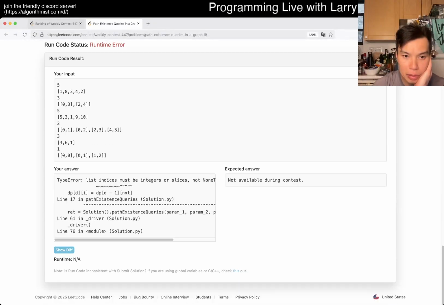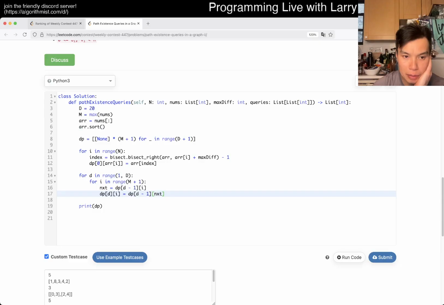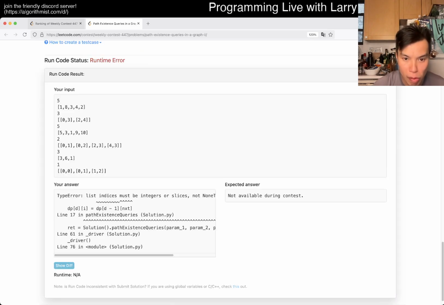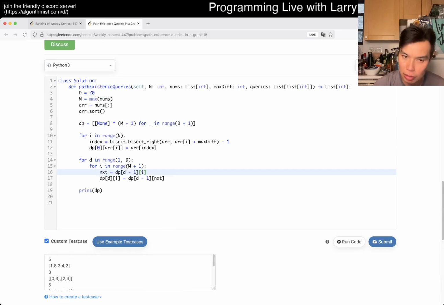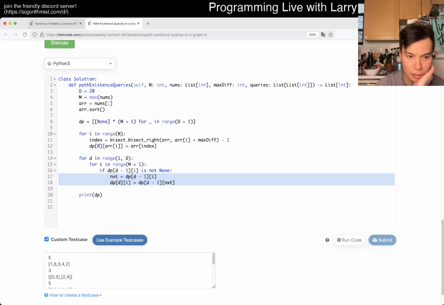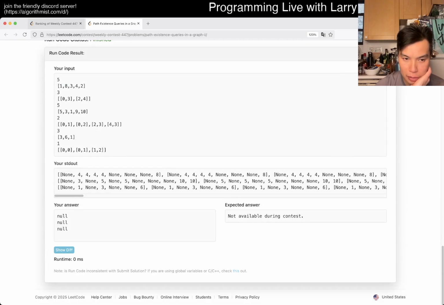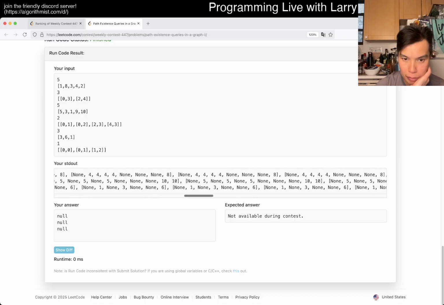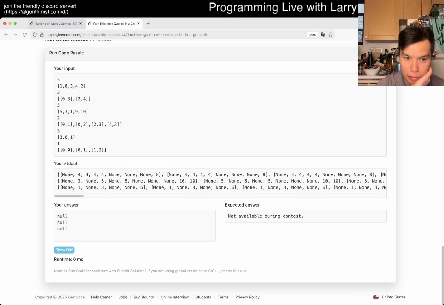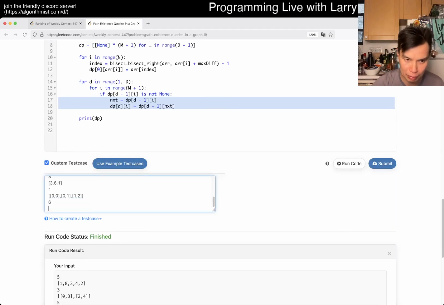It feels a little off, but I think the idea may be right. Oh, this may be none because of the way that we did it. No, that shouldn't be true. Oh, I mean, that shouldn't be true, but it is true. Oh, because it is just none itself, right? So dp of d minus 1 i is not none. Okay, so now it does. Is this right? I think the idea is roughly right, but I don't know if I'm doubling, which is actually not great.